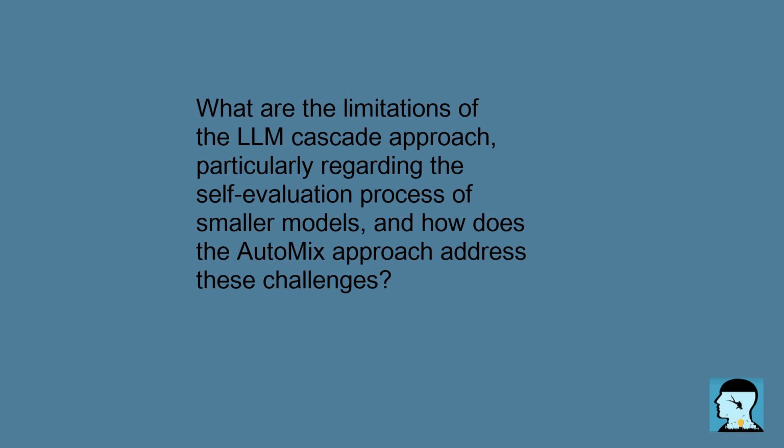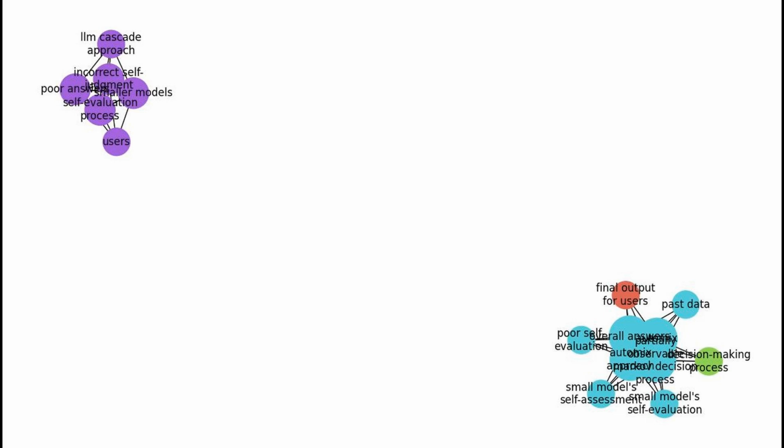What are the limitations of the LLM cascade approach, particularly regarding the self-evaluation process of smaller models? And so how does the AutoMix approach address these challenges? The LLM cascade approach has a pretty significant limitation when it comes to the self-evaluation process of smaller models. Think of it like a student grading their own test. If the student is overly confident and thinks they did so well when they actually didn't, they might not ask for help or try harder. This can lead to poor answers being given to users because the small model might incorrectly judge its own response as good enough when it isn't.